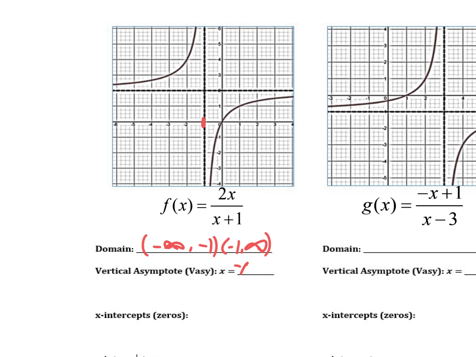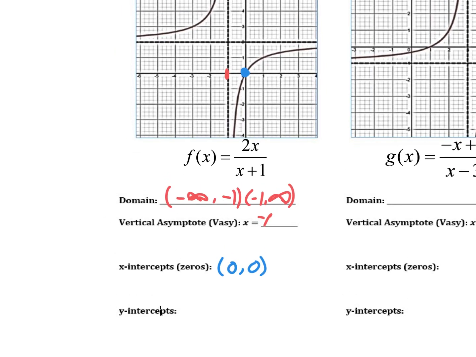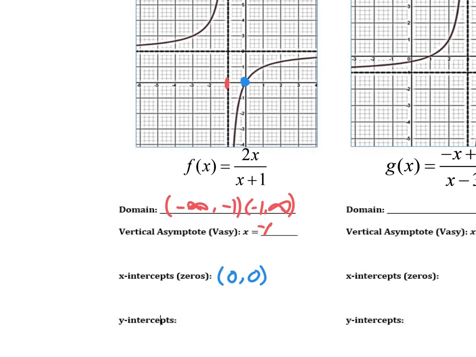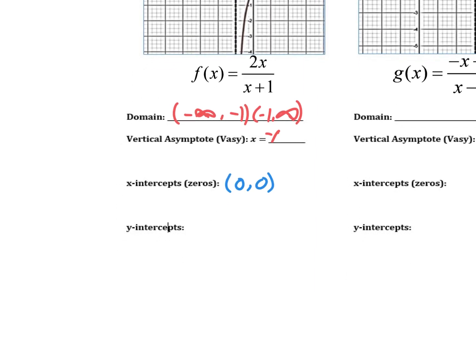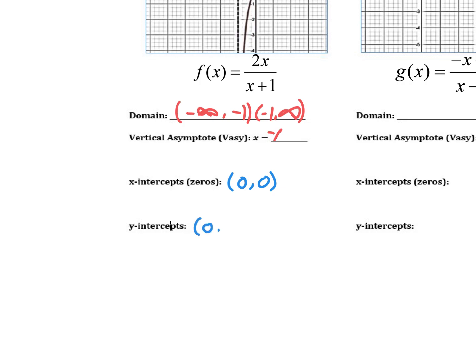X-intercepts are any time we have a graph crossing the x-axis. Well, it looks like it crosses right here at the origin, so we have an x-intercept at (0, 0). Y-intercepts are any time it crosses the y-axis. Well, the origin is both x and y-axis, so we've got kind of a 2-for-1 deal. That's also going to be (0, 0).